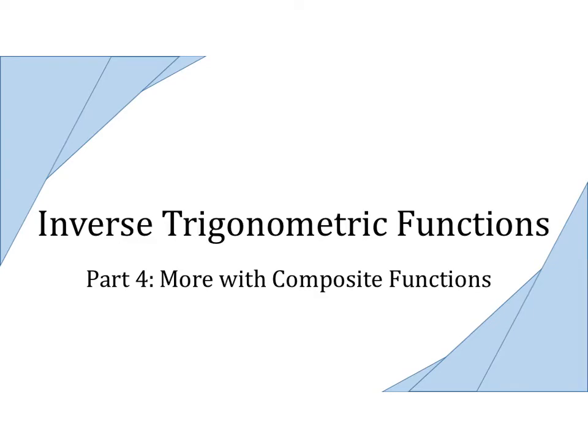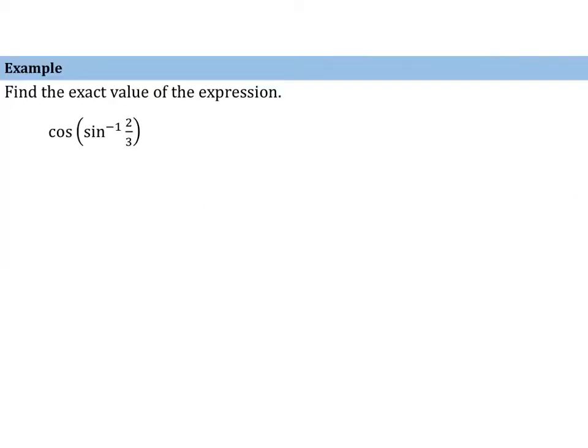So let's look now at more with composition of functions that are inverse trigonometric functions and trigonometric functions. As we look at this particular expression, you'll notice that sine inverse of 2/3 is not one of the angles that we know. 2/3 is not a ratio that is an output of a pi over 6 or pi over 4 or pi over 3 or a quadrantal angle that we know. So therefore, we have to come up with a new way to deal with this.